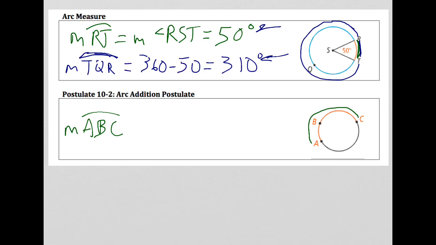Okay, so to figure out the measurement of that arc, what this postulate says is, if I take this arc right here, the measure of AB, plus the measure of BC, then if I add those two things together, all of a sudden I have the measurement of the whole arc. So we've talked about that with angles, we've talked about that with segments, so it's no different with circles and arc lengths. Alright, if you need to pause it to finish this, go ahead.